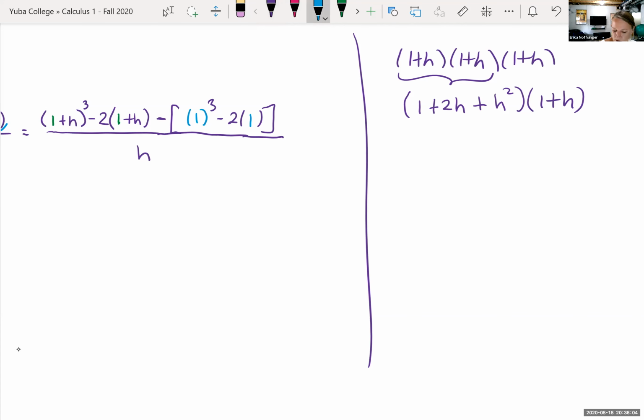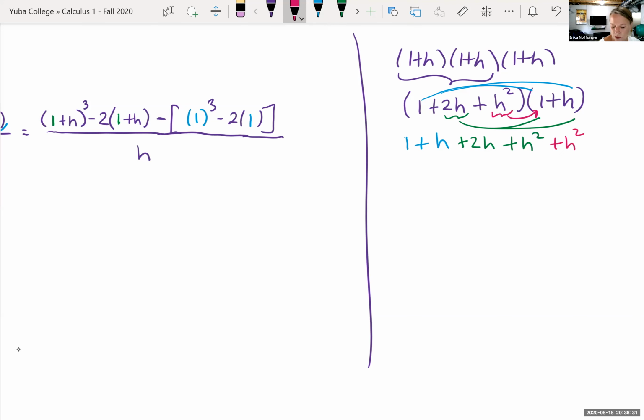So 1 times 1 gives me 1, plus 1 times h is just h. So now let's take the 2h and distribute it to each term. So 2h times 1 is plus 2h. 2h times h gives me plus 2h squared. And then I also have to distribute our h squared. So h squared times 1, so that's plus h squared. And h squared times h is plus h cubed.